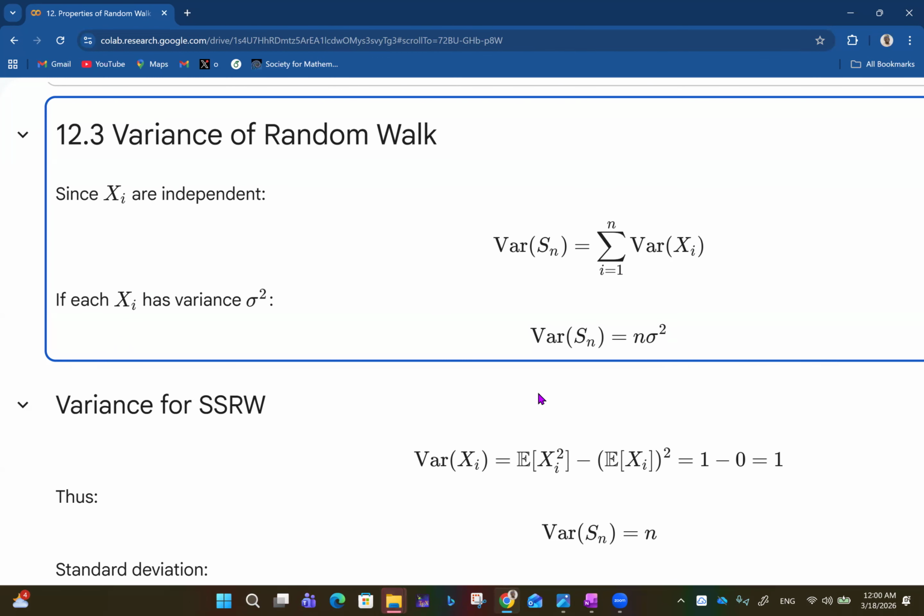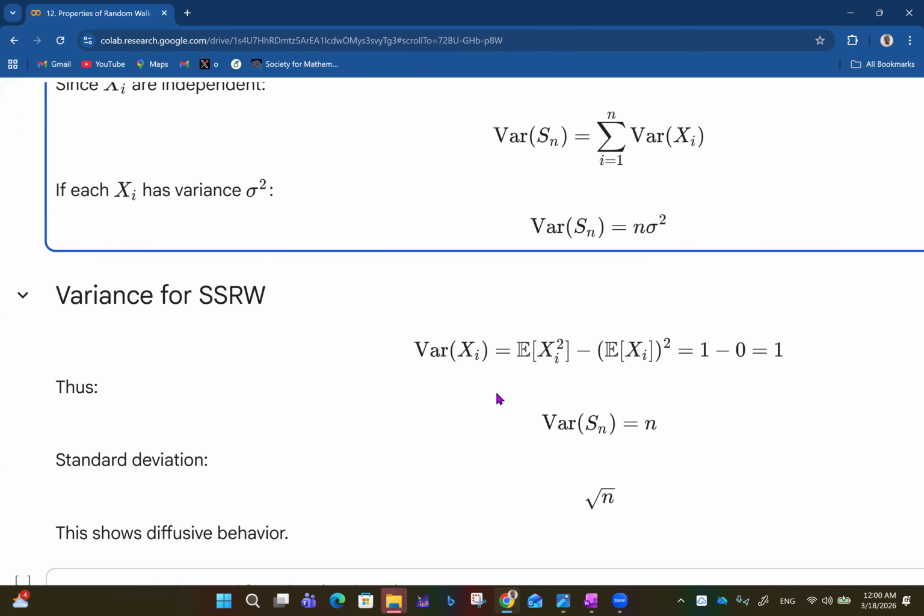Now for a simple symmetric random walk, the variance of Xi equals the expectation of Xi squared minus the expectation of Xi, all squared. The expectation of Xi squared is equal to 1. And the expectation of Xi for a symmetric random walk is 0, so 0 squared is 0. So we get 1. In essence, the variance of Sn is n, just n times 1. The standard deviation will then be the square root of n. This shows diffusive behavior. So the variance shows diffusive behavior.